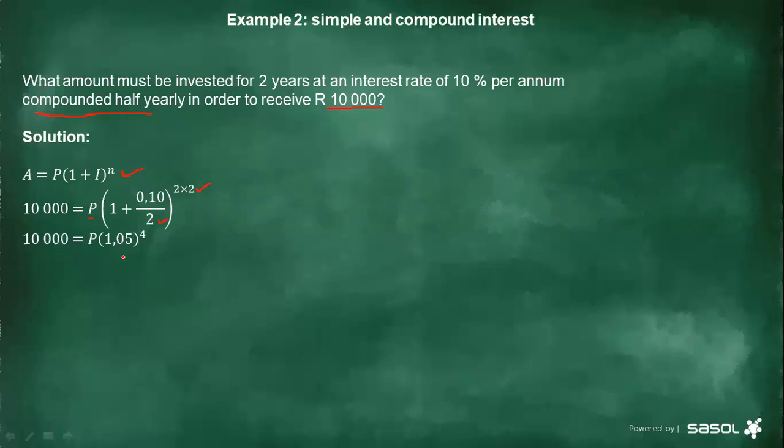Because we need P, we want to calculate for P, surely we are going to divide both sides by this bracket with the exponent 4. We divide both sides, and the value of P then is 8,227.02. So this is the amount of money that we should invest now in order for us to get 10,000 after 2 years with the interest of 10%. I hope it does make sense. And then let's continue.